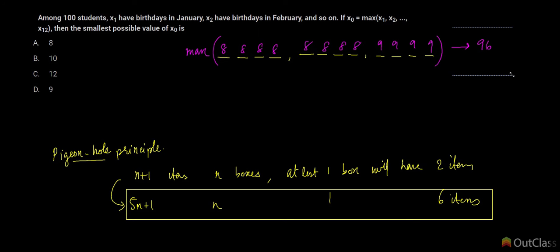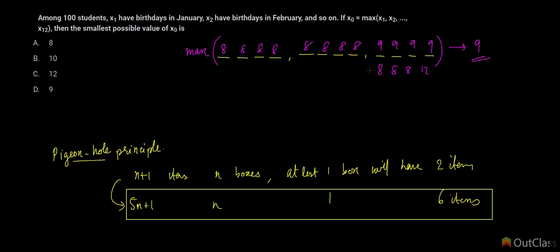I'm going to remove this 96 from here. The max value is now 9. With 9 it is possible. With 8 it is not possible. Now obviously you could have done 8, 8, 8, 12 or something, but that's not what they're asking us to optimize. They're asking us to minimize the value of x0, where x0 is the maximum of the 12 inputs.